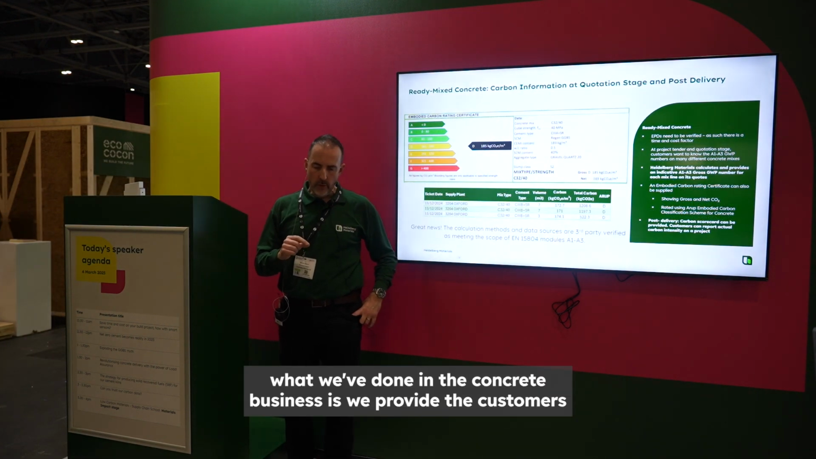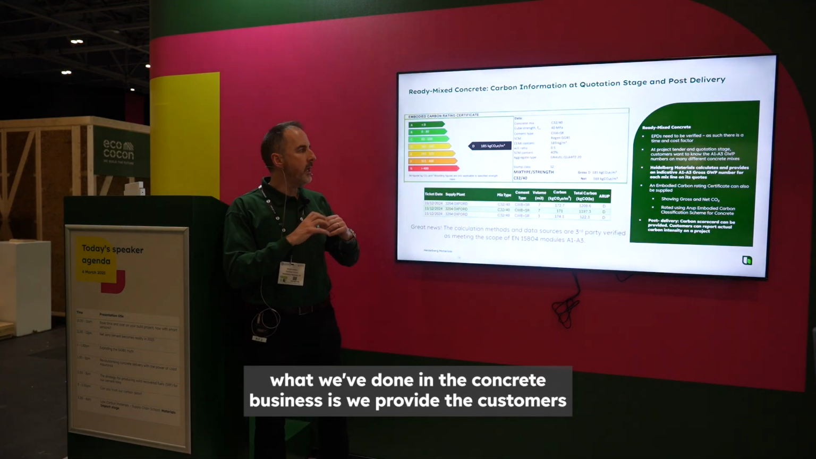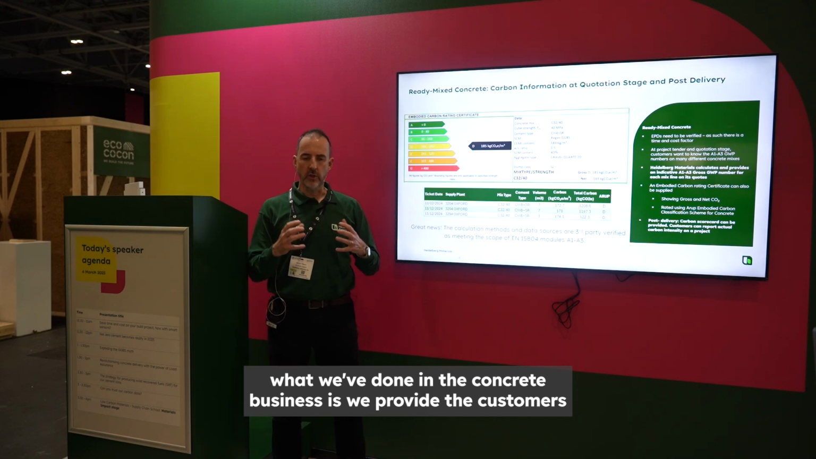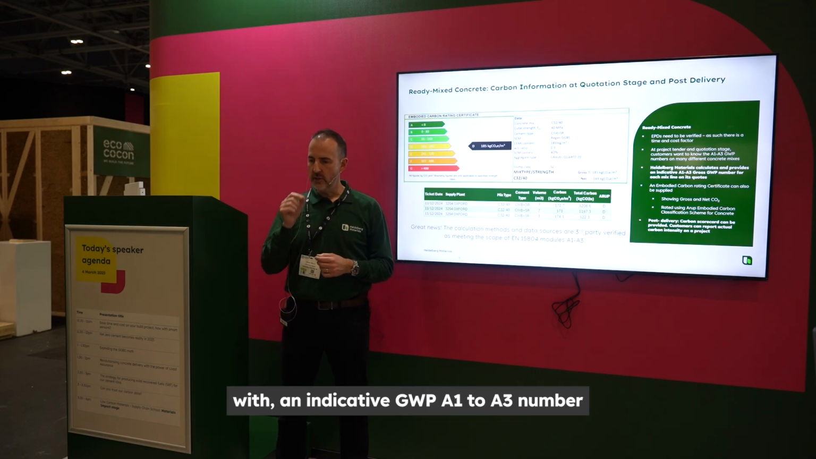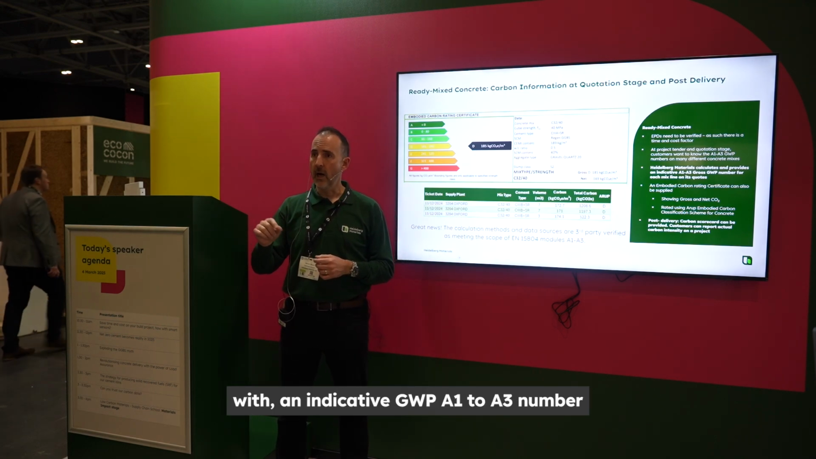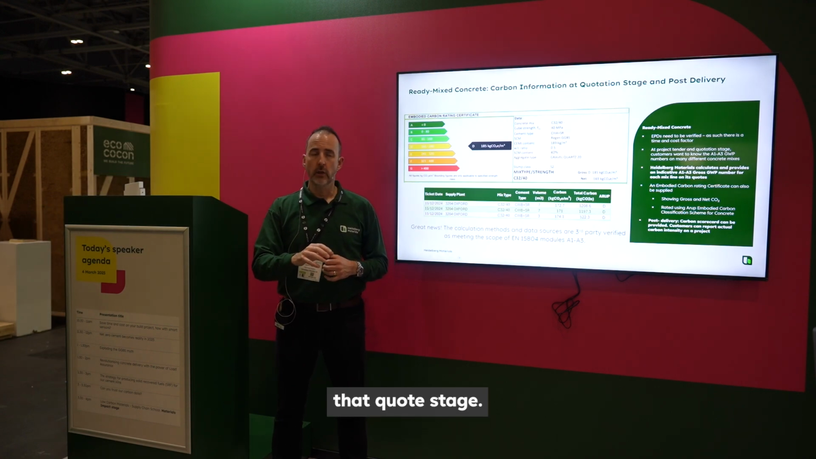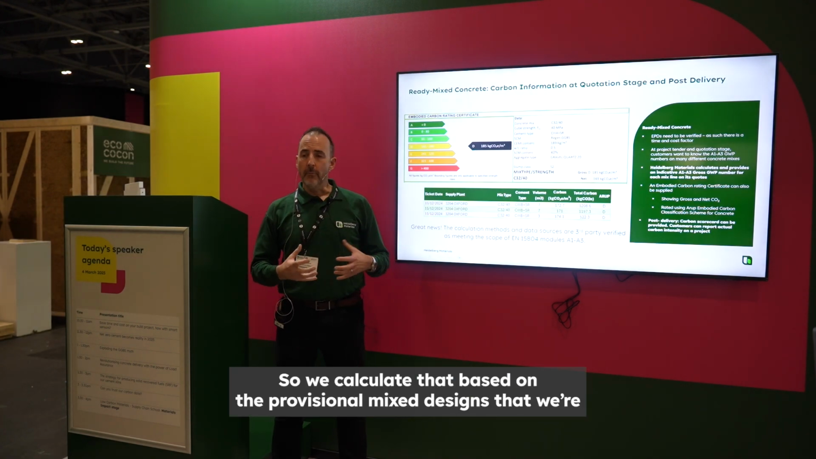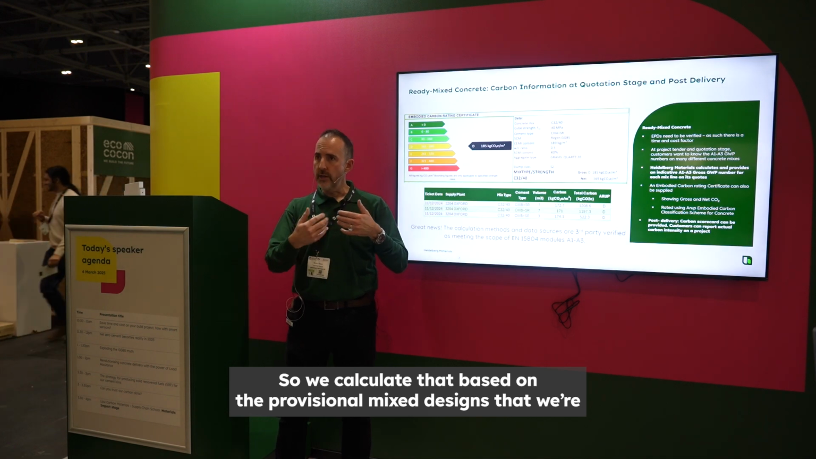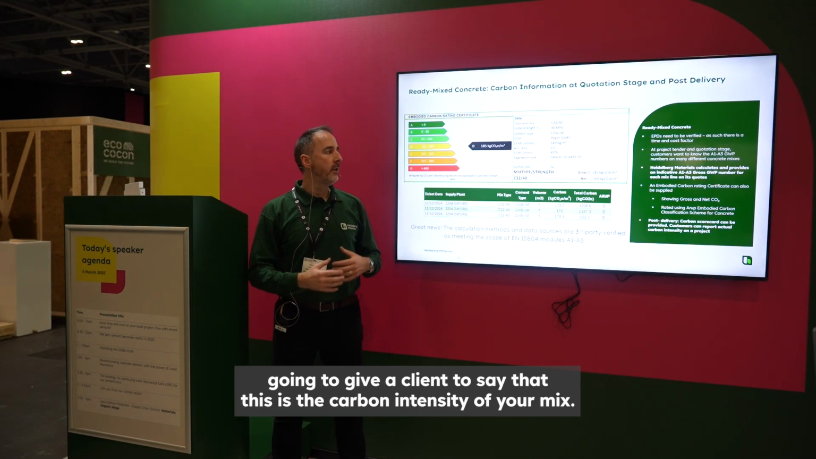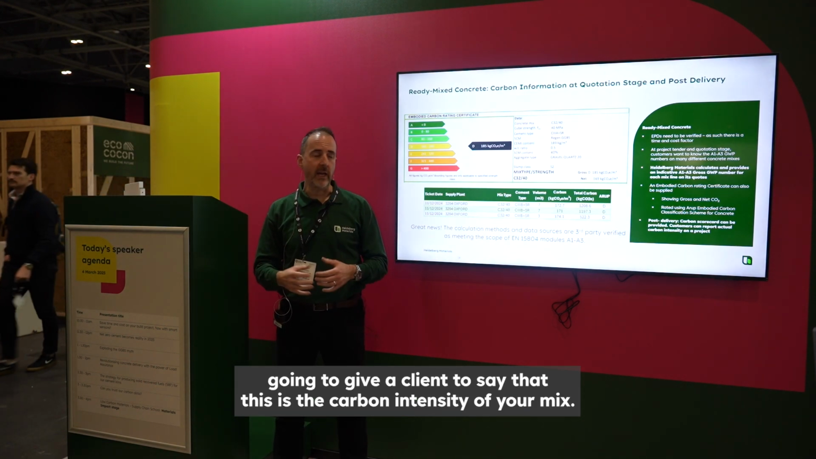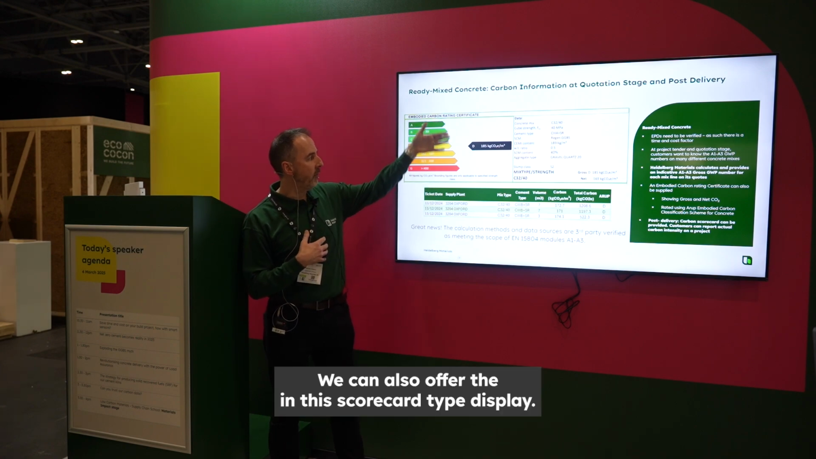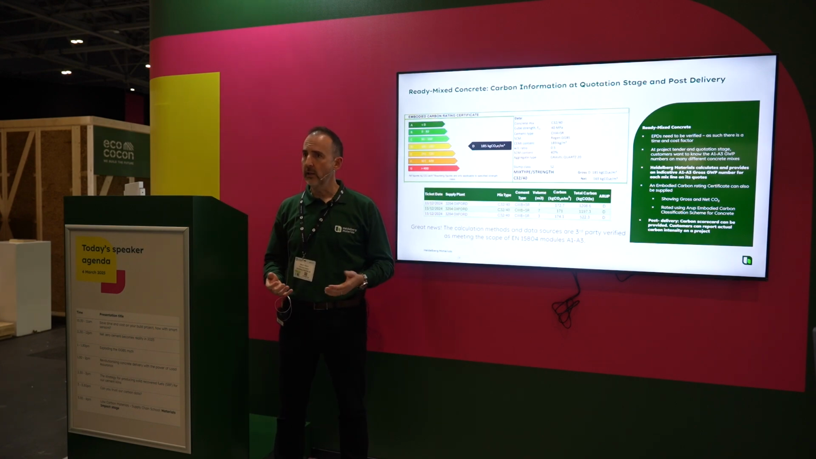But to make it easier, what we've done in the concrete business is we provide the customers with an indicative GWP A1 to A3 number at quote stage. So we calculate that based on the provisional mix designs that we're going to give a client to say that this is the carbon intensity of your mix. We can also offer them this scorecard type display.